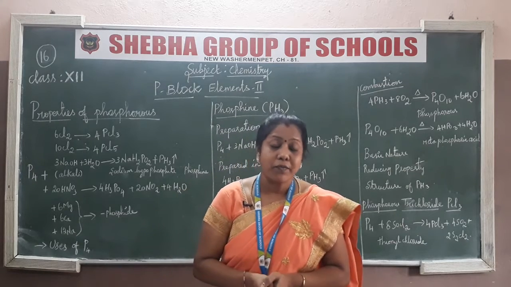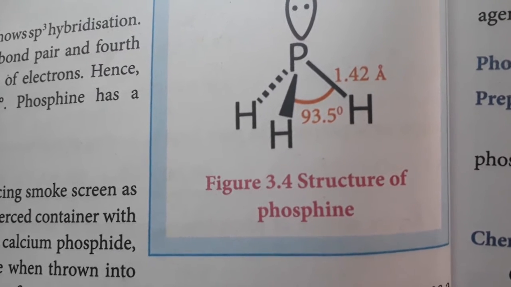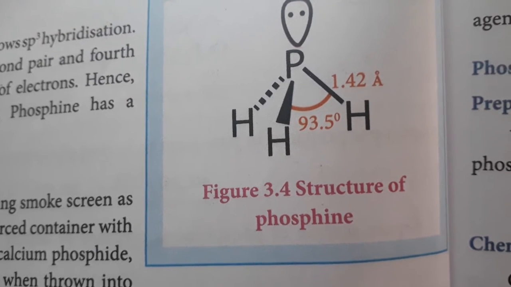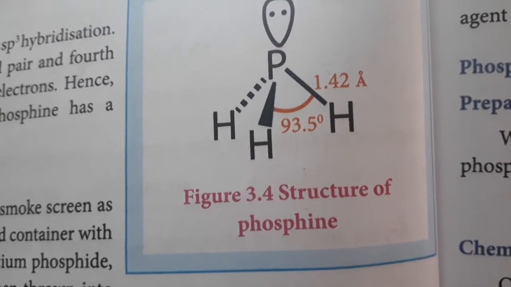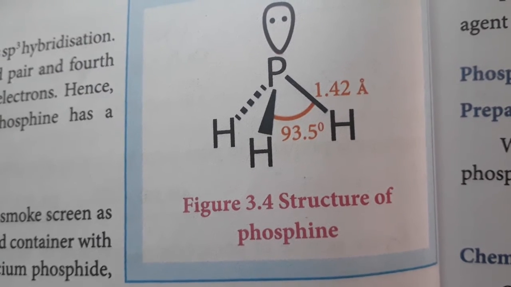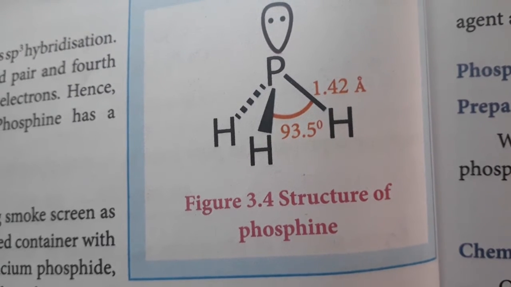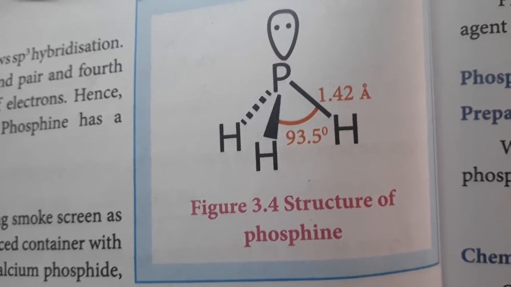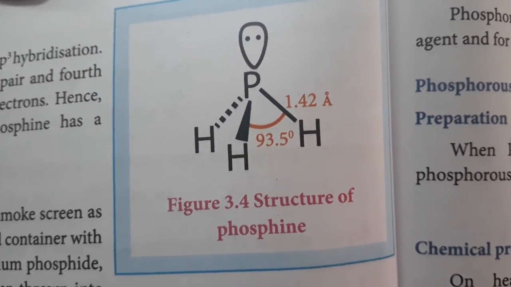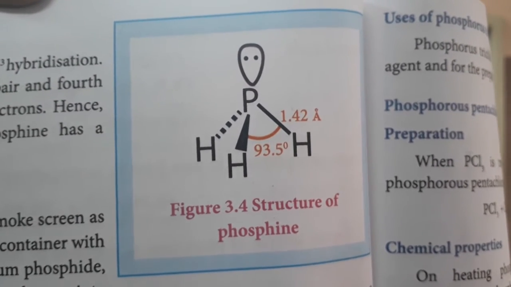Now move on to the structure of phosphine. In phosphine, the phosphorus is bonded with 3 atoms of hydrogen. You have to notice that the phosphorus-hydrogen bond distance is 1.42 angstrom, and the hydrogen-phosphorus-hydrogen bond angle is 93.5 degrees. So it is bonded with 3 hydrogens, and there is only one lone pair. So this is the structure of phosphine. It has a pyramidal shape.